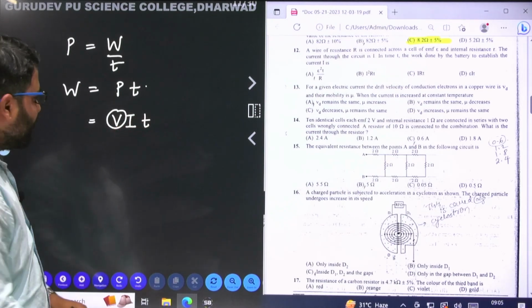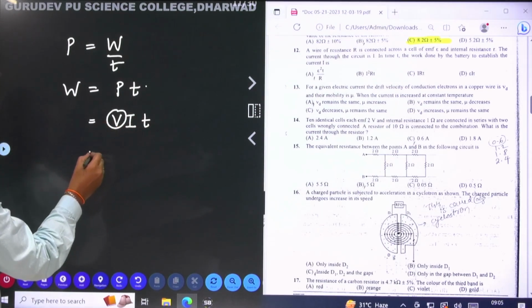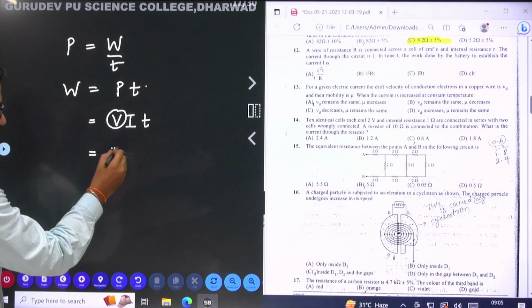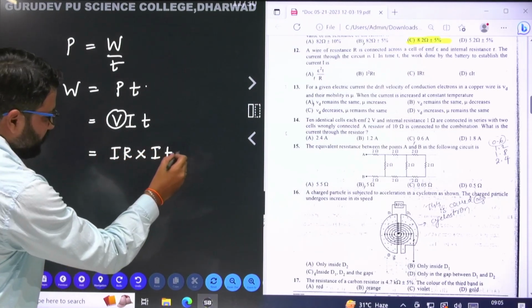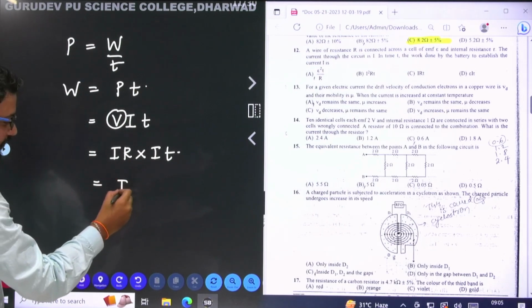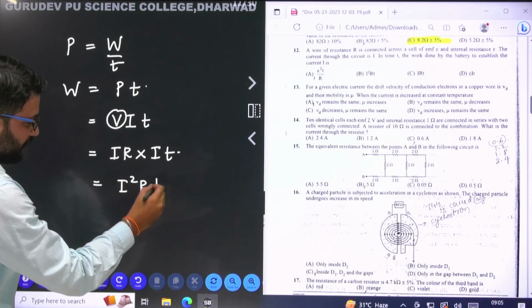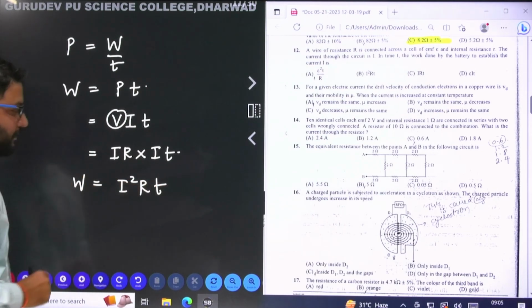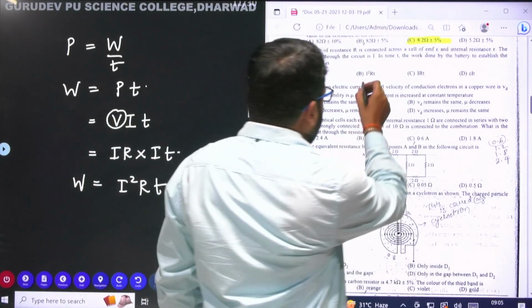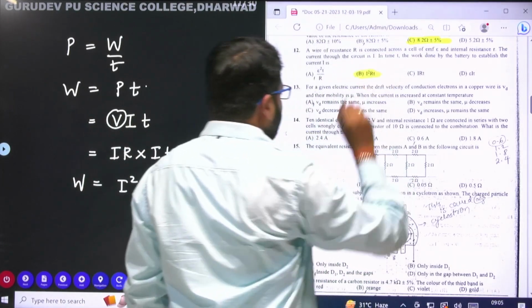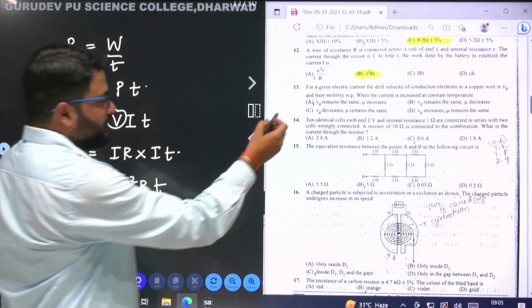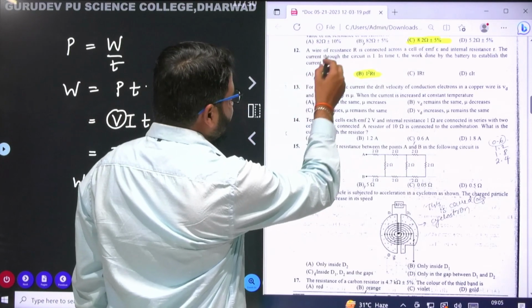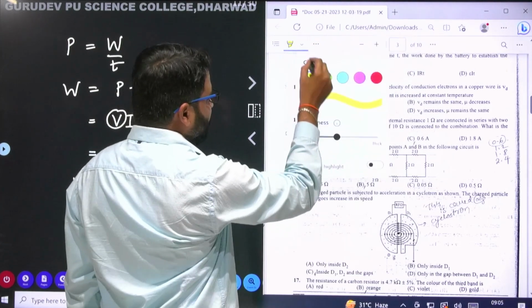I would better try to write this in terms of Ohm's law itself. I'm going to change this as I into R into IT. So this would come up to be I square RT, and this would be our right option. So the option is B, that is I square RT. You cannot take option A and you cannot take the other option.